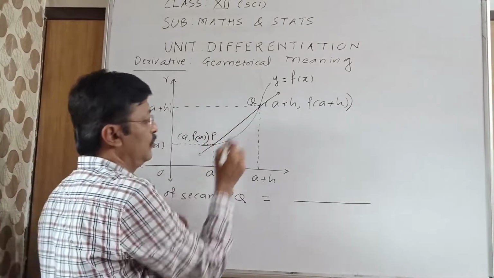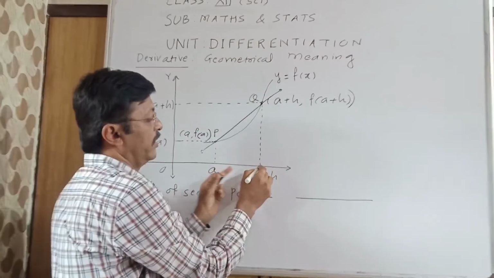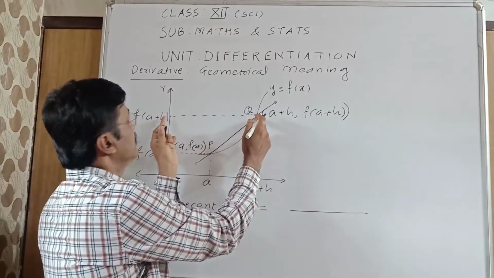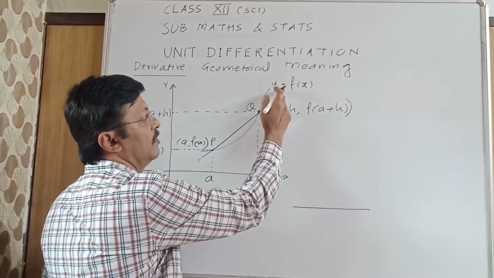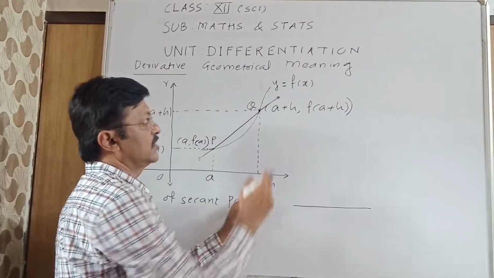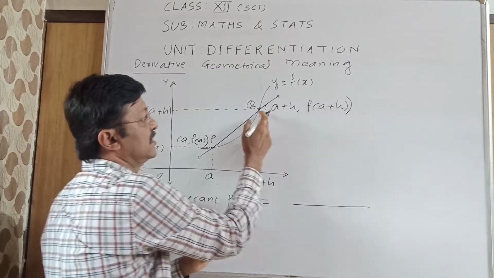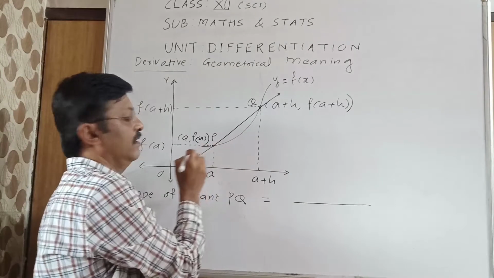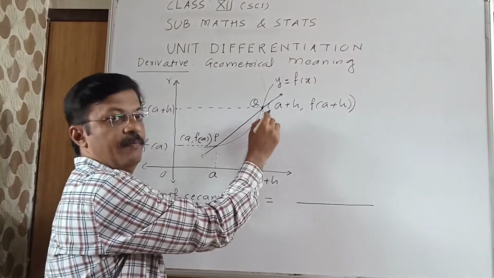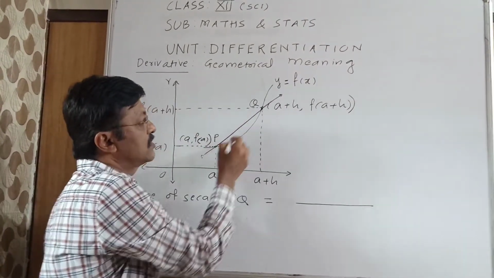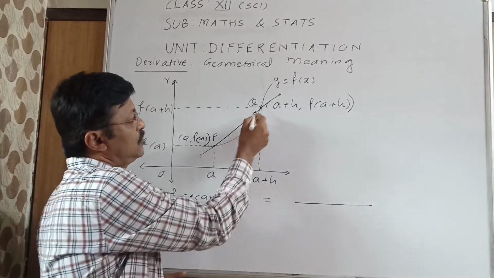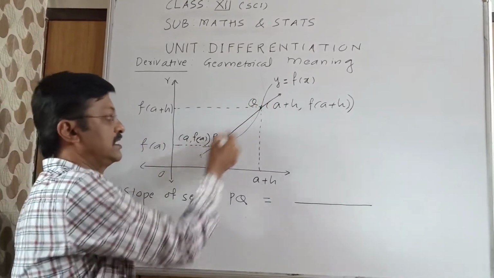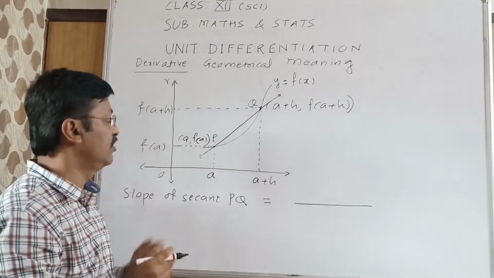Similarly, there is point Q, which is taken with x coordinate a plus h, and the y coordinate is f(a plus h), which you will find here on the y axis. So there are 2 points on this curve, P (a, f(a)) and Q (a plus h, f(a plus h)). Now join this segment PQ and extend it so that you can see this secant PQ.